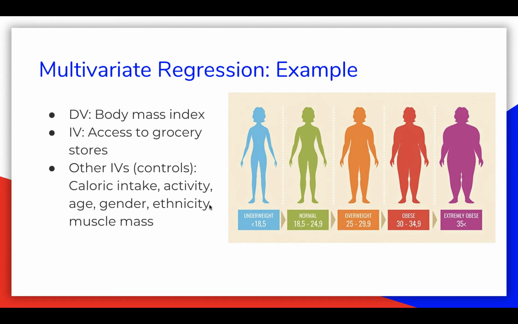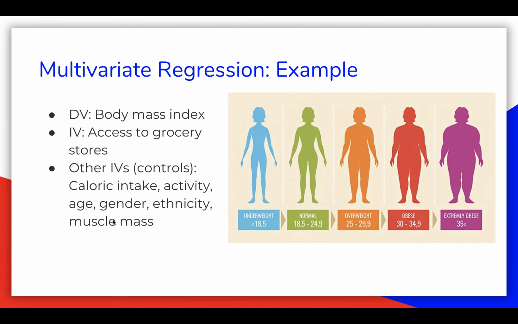Ethnicity, certain groups have higher or lower BMIs compared to non-Hispanic whites. For instance, Asians tend to have lower BMIs relative to non-Hispanic whites. And muscle mass, right? So some people that are like athletes will actually have higher BMIs, right? They'll have more muscle, which in turn is heavier than fat, and so they'll have higher BMIs because of that.